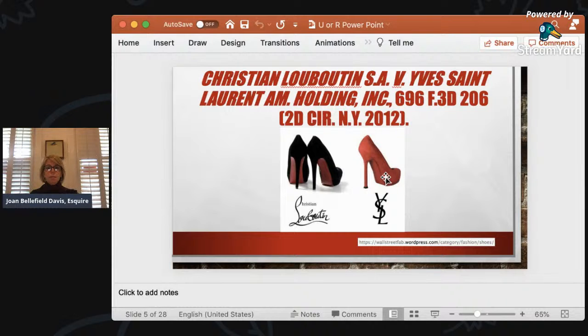have a trademark. They established the fact that they have a trademark in that red bottom shoe. However, Yves Saint Laurent, with its monochromatic shoe, did not infringe upon Christian Louboutin's trademark. So they could continue to sell the monochromatic red-soled shoe.